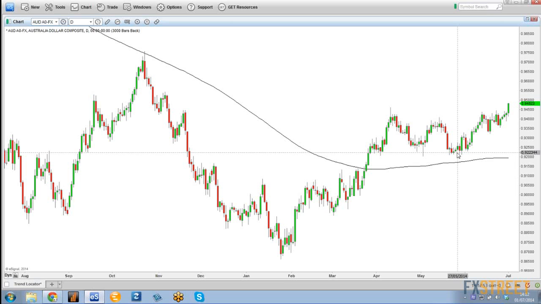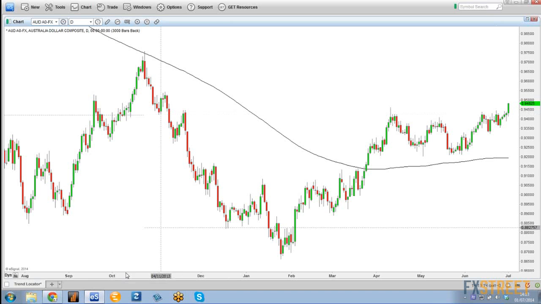Okay, so it acts as an area of support and resistance, but crucially, the daily 200 moving average also gives us a bias in price action. Okay, so what does that mean? What that means is when price is below, that is when we are in a bear market, and when price is above, that's when we're in a bull market.